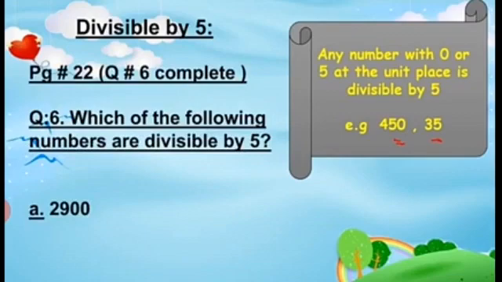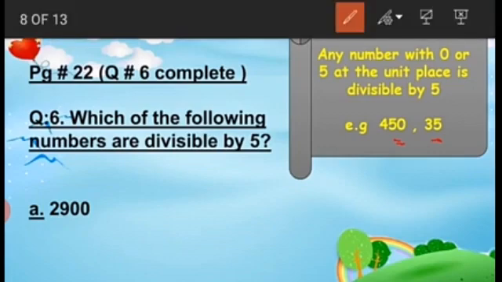So it's page number 22 and question number 6 complete. And I am going to solve part A, and you have to do the remaining parts by yourself. Now class, question number 6 is, which of the following numbers are divisible by 5? So, looking at the definition, we have to just look at the units place, and the units place is 0. So it is divisible by 5.